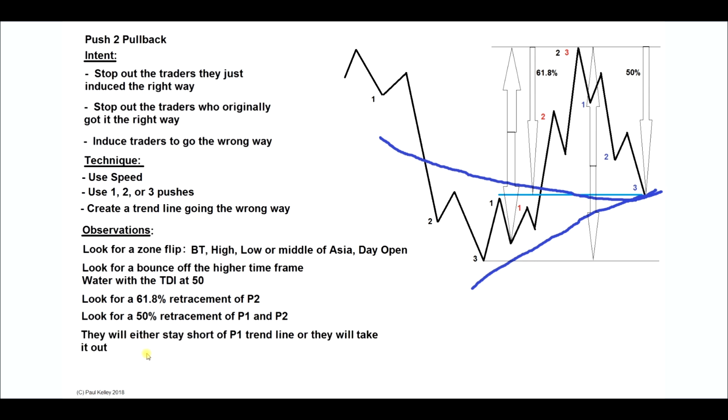They'll either stay short of the push 1 trend line or they'll take it out. I'll show you what I mean on that. You get the extreme of low, push 1, pullback. You've got the trend line we're just drawing along from the extreme to the push 1 pullback. Draw the trend line in there. They're either going to take it out or they're going to stay short. The reason they do that is because they don't want to give a third point for the trend traders to go long.